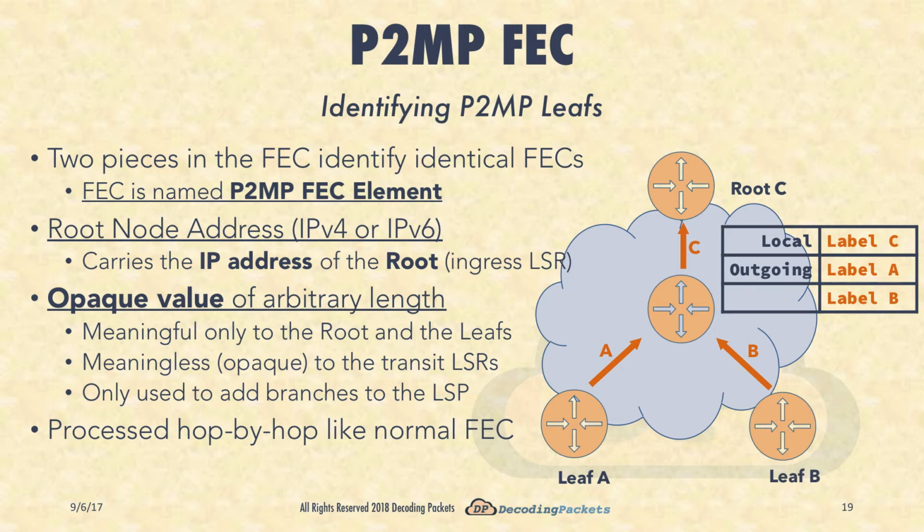So they can, and in fact they do, use it to encode all sorts of information they want to pass to each other. They're passing it transparently, using an opaque value, from the leaves to the root. This information identifies what type of traffic the root should be sending on this multipoint LSP, and that is the traffic that the leaves expect to receive from the root over the LSP. So they must have this agreement.